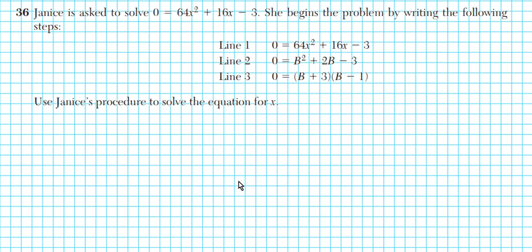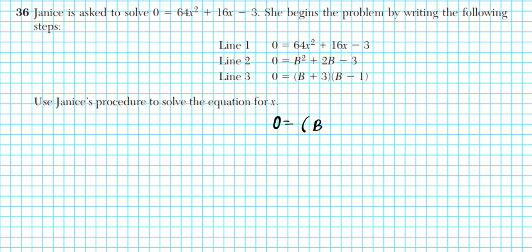All right, let's take a look at question 36. It reads, Janice is asked to solve 0 equals 64x squared plus 16x minus 3. She begins the problem by writing the following steps. So we have the steps here. We are now to use Janice's procedure to solve the equation for x. Okay, so we're going to continue from where she stopped.